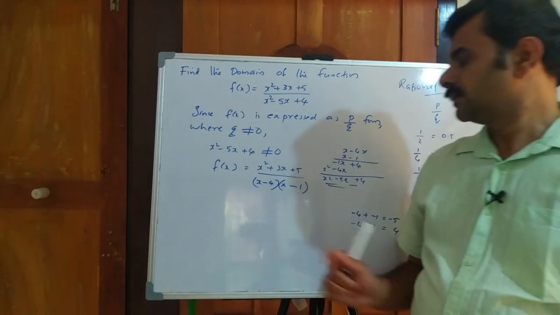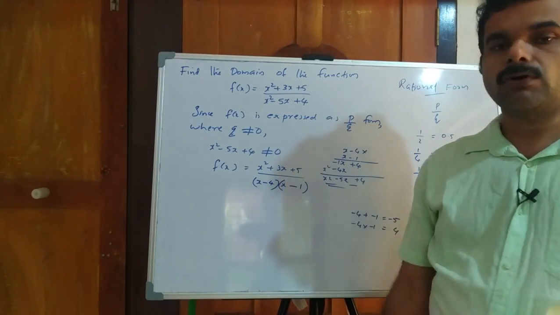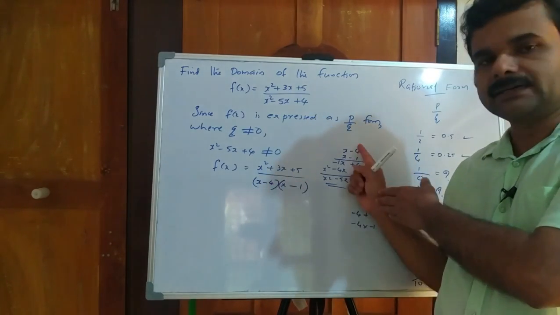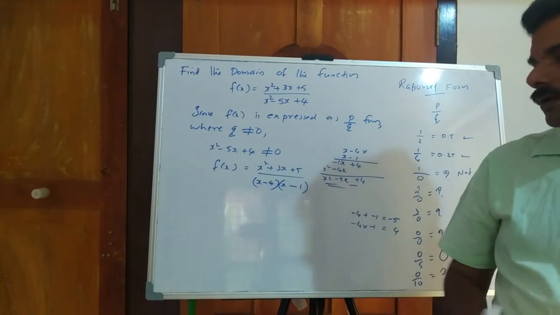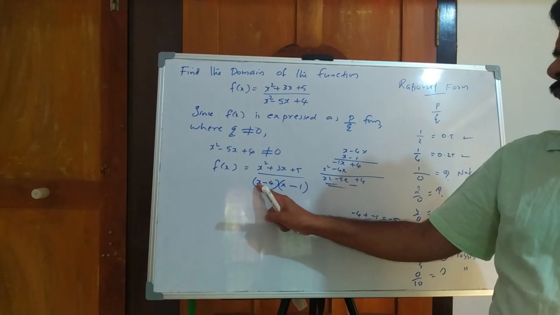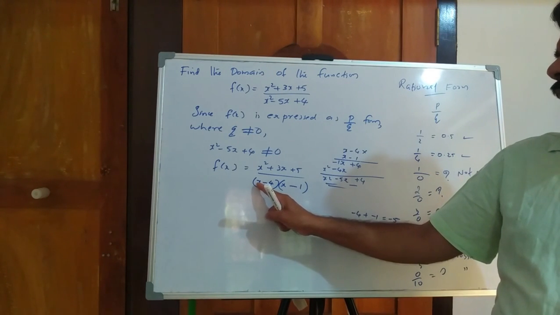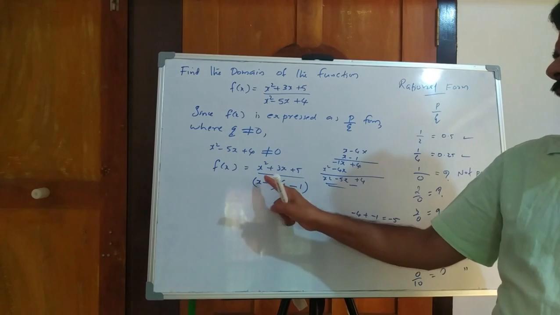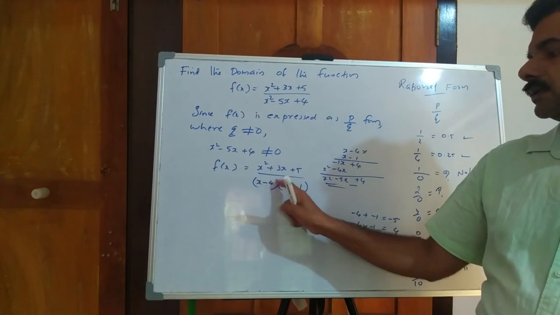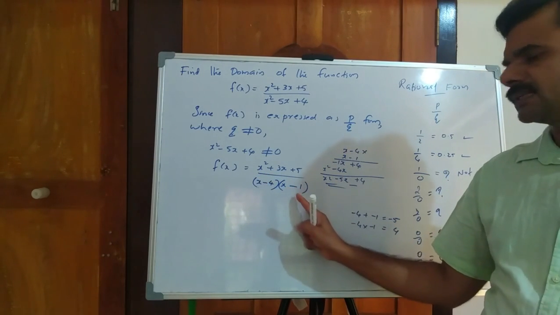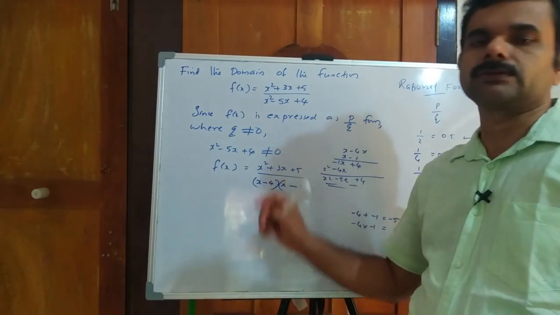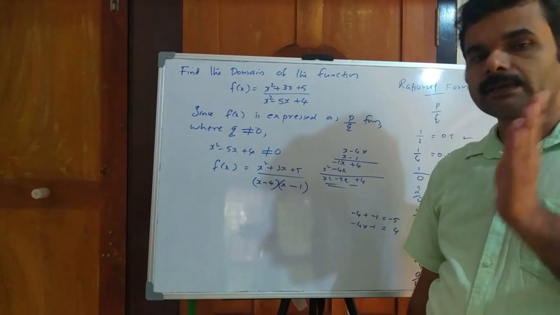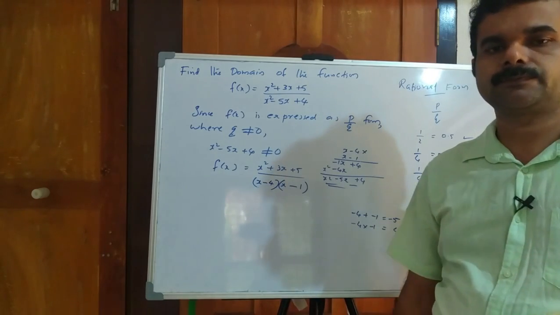What happens when x is equal to 4? You leave the numerator, don't look at it. You just look at the denominator only. What happens when x is equal to 4? When x is equal to 4, 4 minus 4 is 0. 0 into this other factor means 0. So the denominator will be 0, so you can't substitute x as 4.